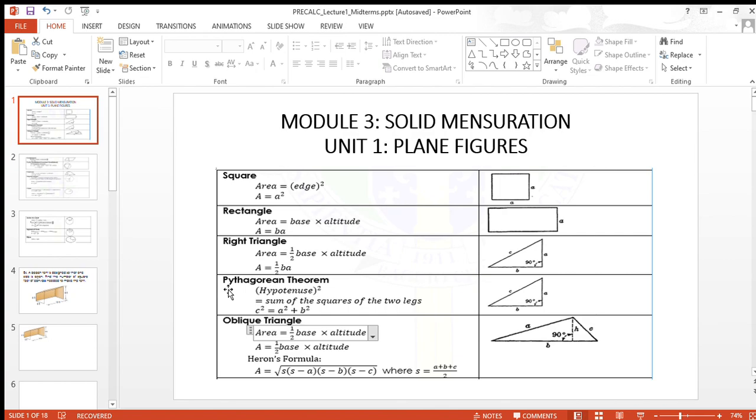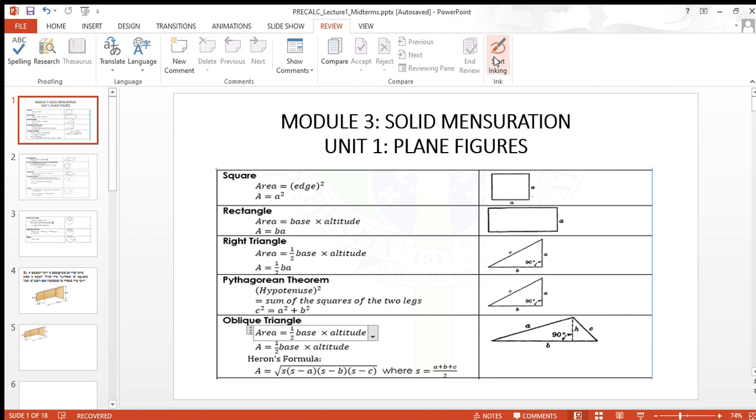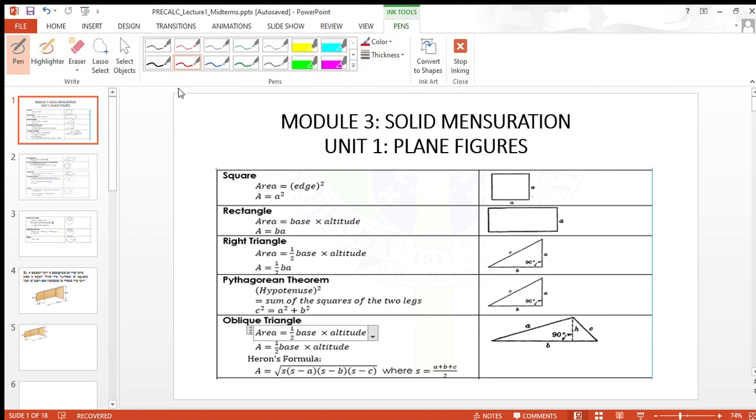So when we talk about area, it will always be in terms of square units. And we have the following formulas. For the square, of course, we consider the definition of a square. It's a polygon wherein we have four equal sides, and two adjacent sides will always be perpendicular with each other. Each side is called an edge. So area is just the square of the edge. If the edge is A, then the area is just A squared.